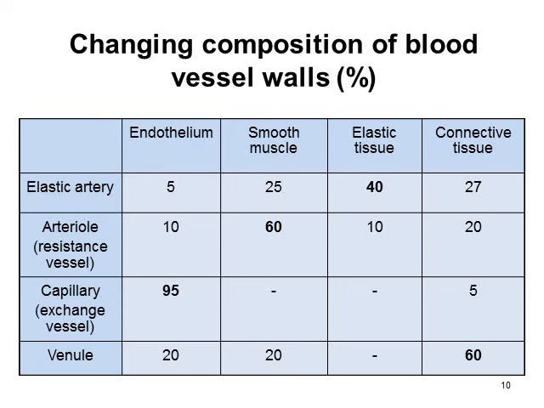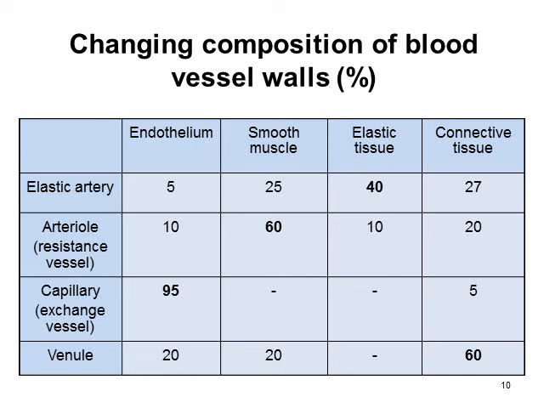For the changing composition of the blood vessel walls, this table shows the percentage composition of the walls of each of these 4 blood vessels by type. You do not need to know all the numbers, but it is useful to remember the major component of each of the types of vessel. So for the elastic artery, very small amount is endothelium, approximately 25% smooth muscle, but 40% elastic tissue. So in the case of the elastic artery, the elastic tissue is the predominating composition.